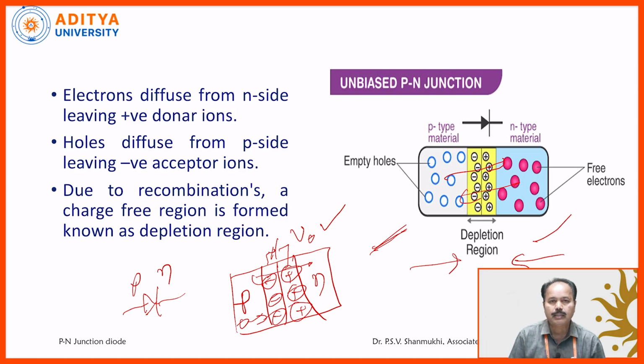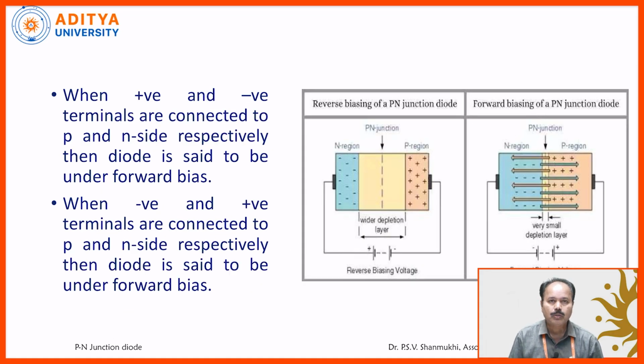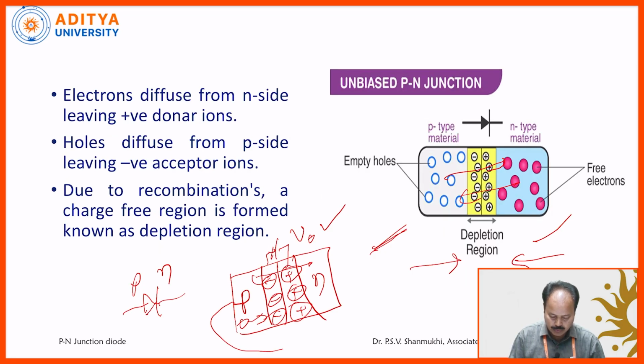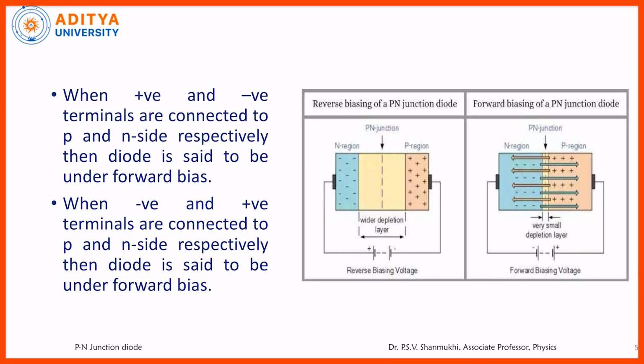Suppose it is biased. We give two types of biasing, forward bias and reverse bias. Forward bias means the positive terminal is connected to the p side and the negative terminal is connected to the n side. Otherwise, if the negative terminal is connected to the p side and the positive terminal is connected to the n side, we call it reverse bias. So under forward bias and reverse bias, what happens?